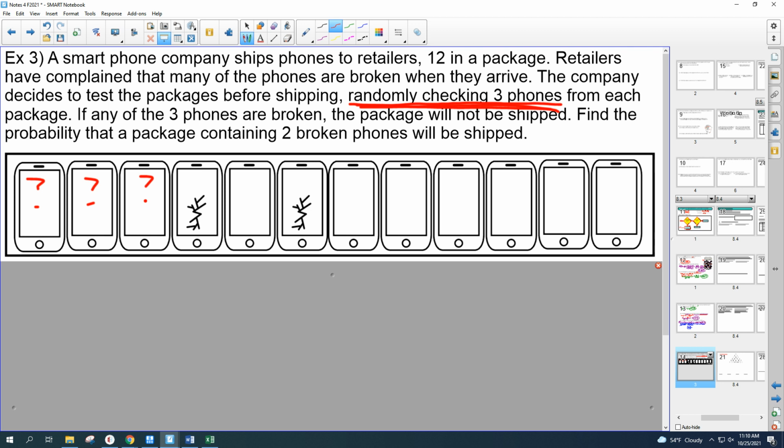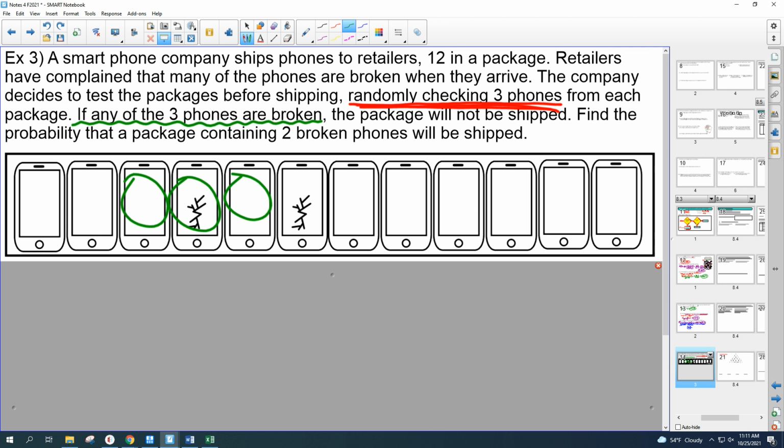So if I checked those 3, it's going to ship, right? I mean, it's good. But to really nail down what they're saying: find the probability that a package containing 2 broken phones, okay, that's the picture here, will be shipped. Next, let's go back here. We're randomly selecting 3 phones. And if any of those 3 phones are broken, okay, I see one that's broken, we're not shipping this package.